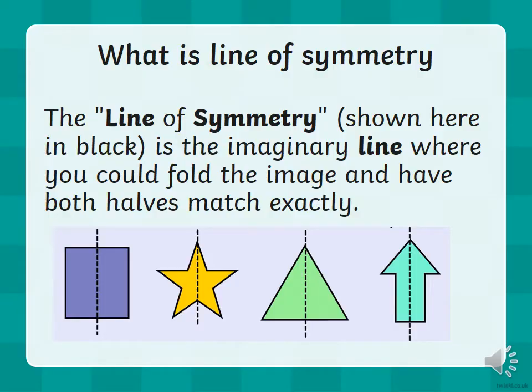So what is line of symmetry? The line of symmetry shown here in black is the imaginary line where you could fold the image and have both halves match exactly. If you look at all those examples at the bottom, if you were to fold those where the black dotted line goes down, both sides will overlap each other. That's called line of symmetry, and both sides fall flat on each other perfectly.